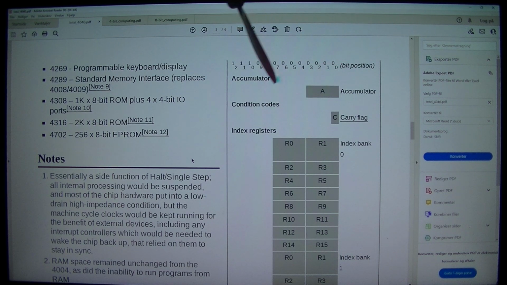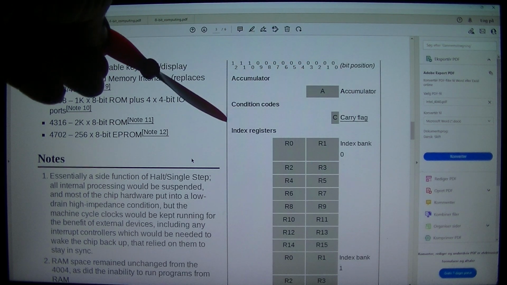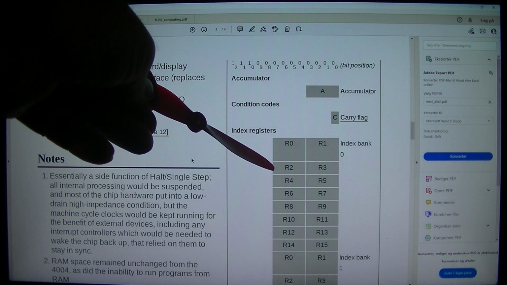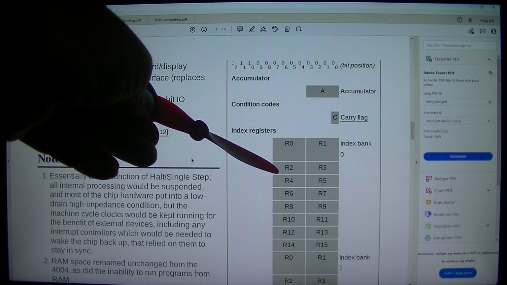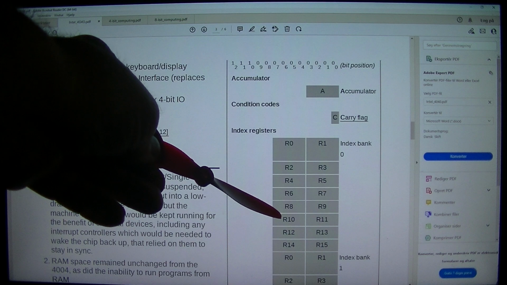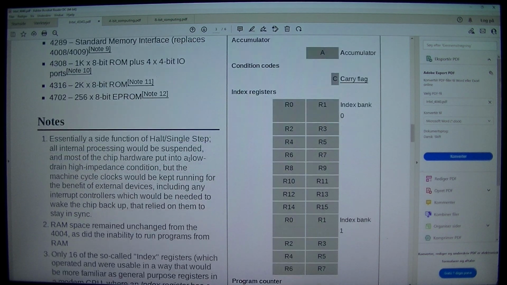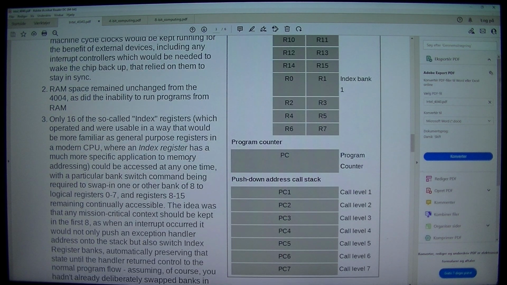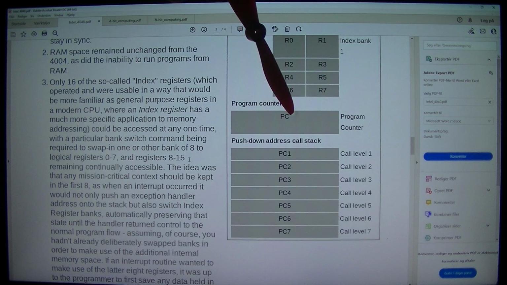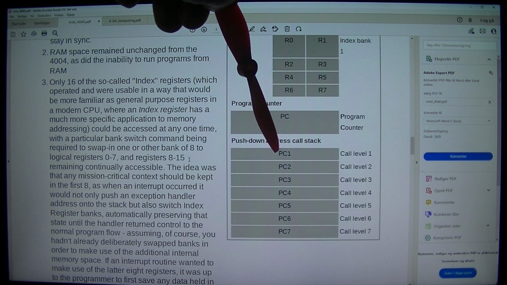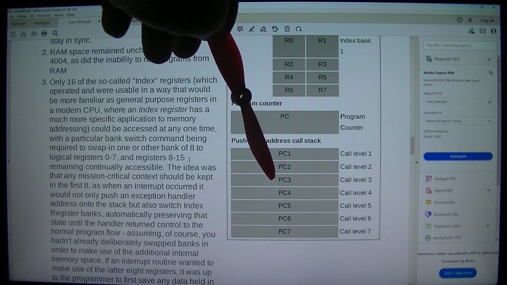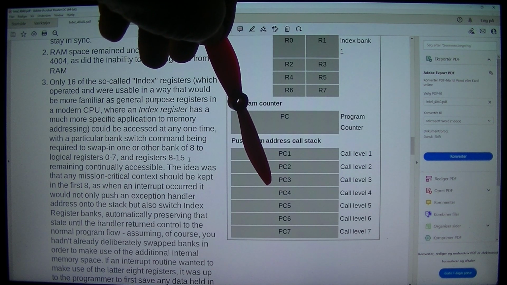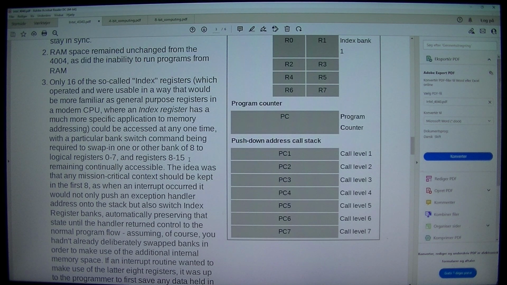Bit position 11 to 0. Accumulator, condition code, C carry flag, index registers R0 to R15: R0 to R7 index bank 0, R8 to R15, R0 to R7 index bank 1. Program counter, pushdown address call stack: PC1 call level 1, PC2 call level 2, PC3 call level 3, PC4 call level 4, PC5 call level 5, PC6 call level 6, PC7 call level 7.